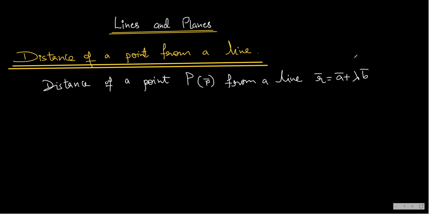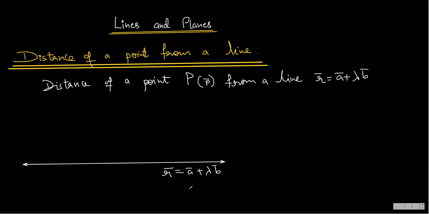So what are we given? We are given the point, and the point is P. And we are given the equation of a line, that is we are given a line. So the first thing I'll do is, let me draw the line. So say this is the line I'm given, that is, I'm given the equation of the line: R bar equals A bar plus lambda B bar.